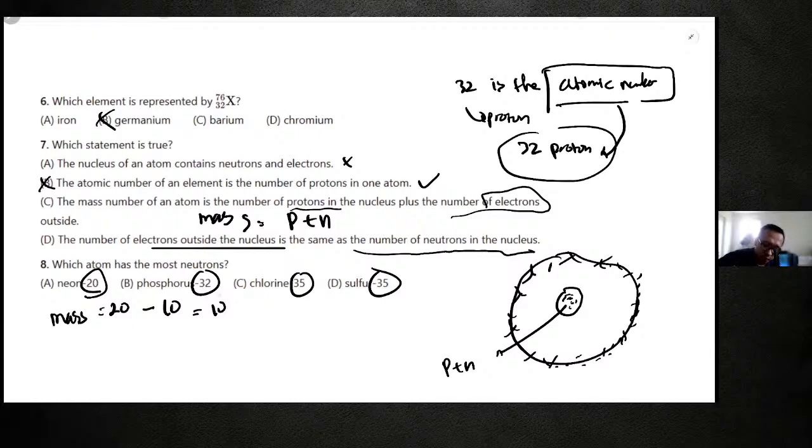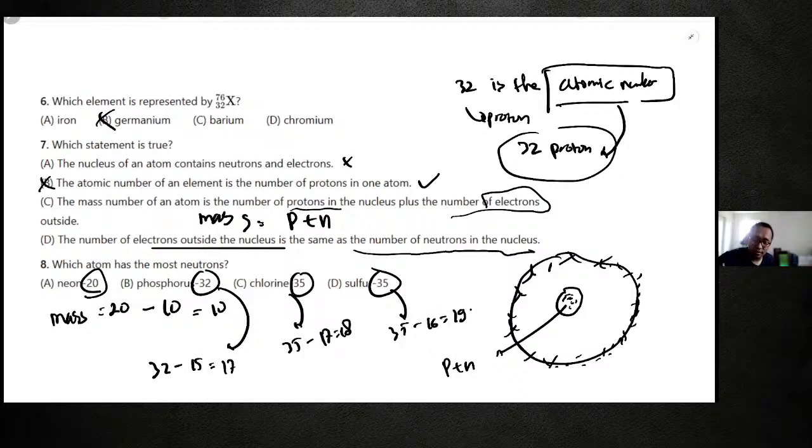And then how about phosphorus? 31 minus 15, it should be 16. Chlorine, 35 minus 17, should be 18. And then sulfur, 35 minus 16, it should be 19. So this one has the most neutrons.